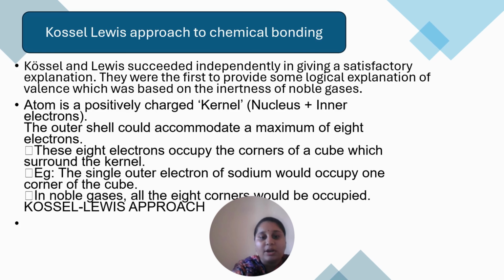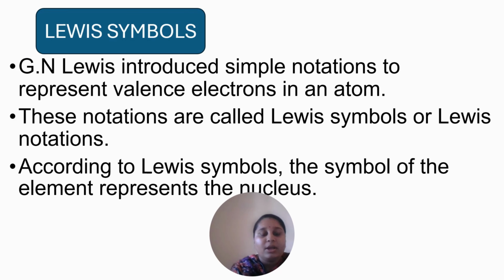So the valencies of lithium, beryllium, boron and carbon are 1, 2, 3 and 4 respectively. And the valencies of nitrogen, oxygen, fluorine are 3, 2, 1 respectively. See here, we can see lithium has 1 valence electron, beryllium 2, boron 3, carbon 4. Nitrogen valency is 3, but the outer electrons are written as 5. This is the significance of the Lewis symbol.